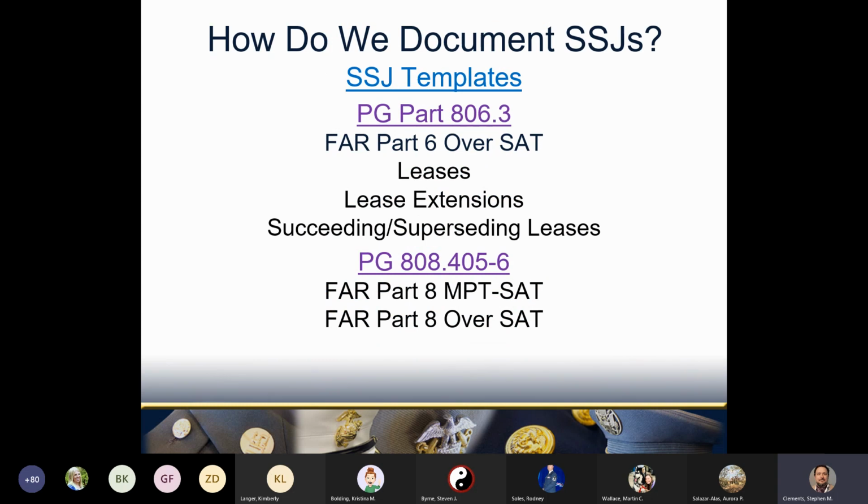And knowing the justifications is great and all, but how do we take those authorities and do something with them? The sole source justification document is where we do that. And there are many different versions. There's 2 key considerations to determine which one you're going to use.